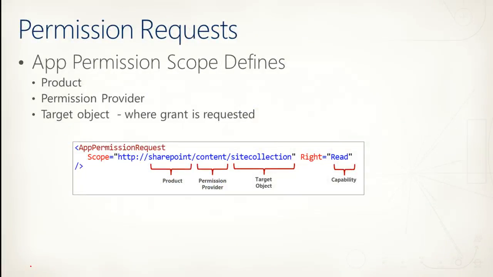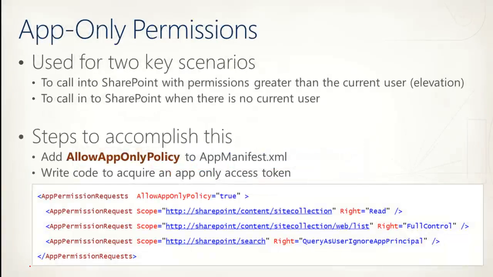So when you have a permission, you have the scope, the product. There's something like content, which is the provider. So SharePoint has a content provider, has a search provider, BCS, and then there's a particular type of permission inside there. Okay. Now also note that if you want to use app-only permission, not only are you going to have to acquire an app-only access token, you're also going to have to put the request into the app manifest, and you're going to have to do that by going into code view and putting in the allow app-only policy equals true.